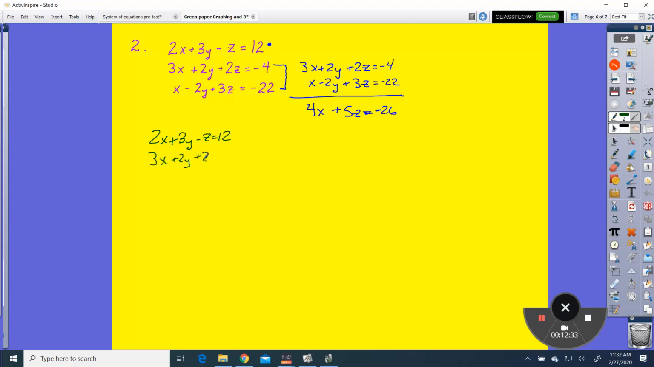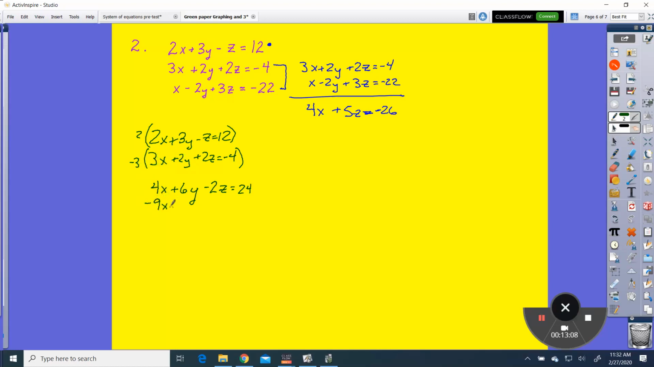And I want to get rid of the y. So I see that 3 and 2 are here. I know that both 3 and 2 go into 6. So I'm going to multiply this one by 2 and this one by negative 3. I need one of them to be negative. It doesn't matter which one. So 2 times 2x makes 4x. 2 times 3 makes 6, and there's still the y. 2 times negative z makes negative 2z. And 2 times 12 makes 24. Negative 3 times 3 is negative 9.